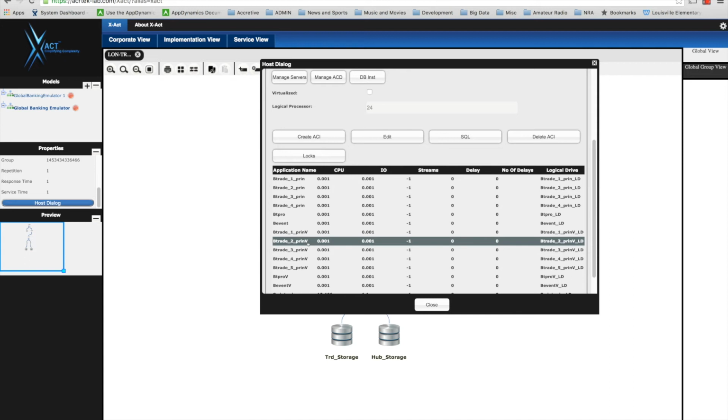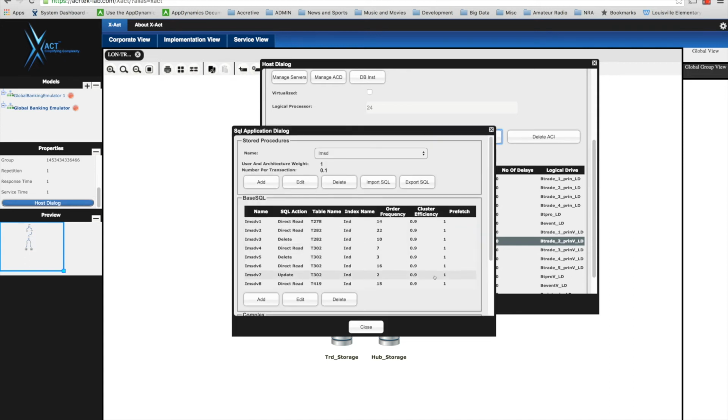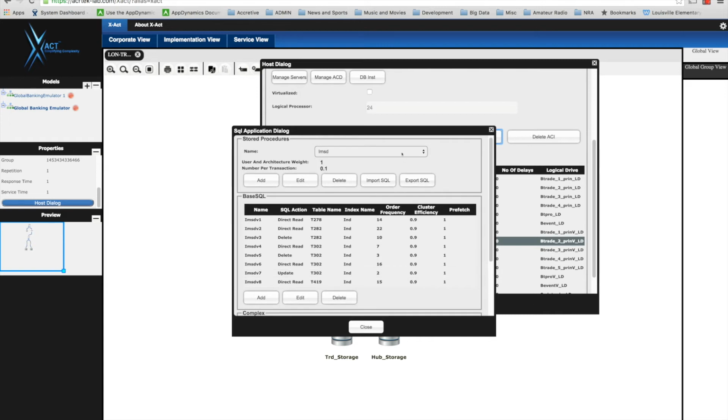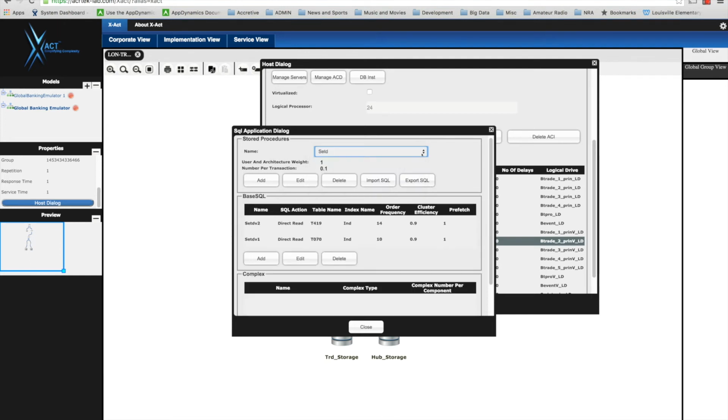This happens to be a database component, as we said. If I click on the SQL button, we can see that there are several clusters of SQL, which we refer to as stored procedures. They may or may not necessarily be stored procedures, but they're grouped bunches of SQL. By selecting one of those groups, we can see the SQL that's involved here.